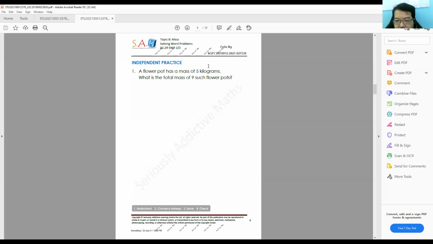Okay, let's turn to page 6. This question is slightly different from the earlier ones, but that shouldn't bother you. First read the question. A flower pot has a mass of 5 kilograms. What is the total mass of 9 such flower pots? This should be quite easy. Before I show you the answer, please press pause now and try drawing out on your own.